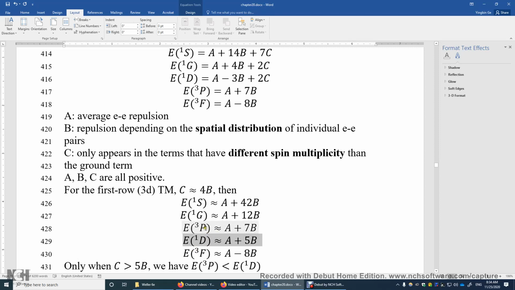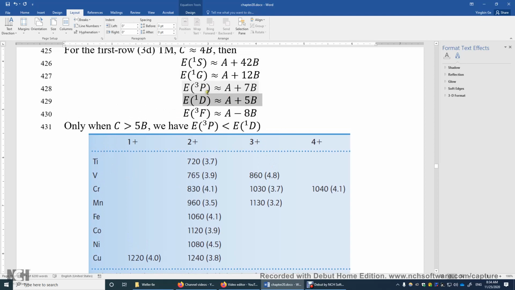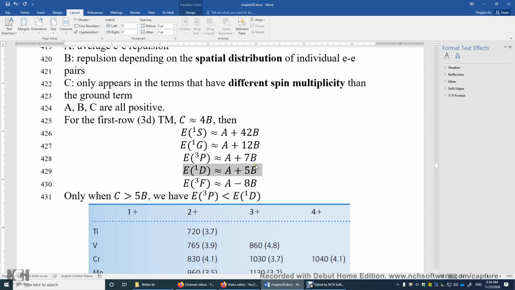And again, those are B parameters in wave numbers. This means just one per centimeter. Over here, that means 1,200 per centimeter. The C/B ratio is in the parentheses, roughly 4. So all of them are very close to 4, except this. This one is nearly 5. So in the vanadium 3+ case, I think these two terms have very similar energy. Very similar energy. So again, you can plug in 4.8 here, 4.8 here.